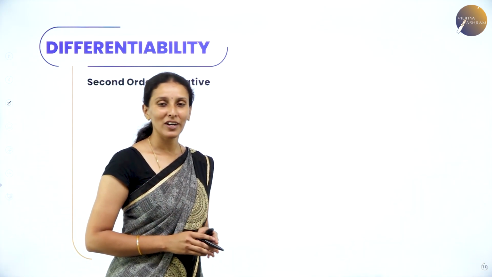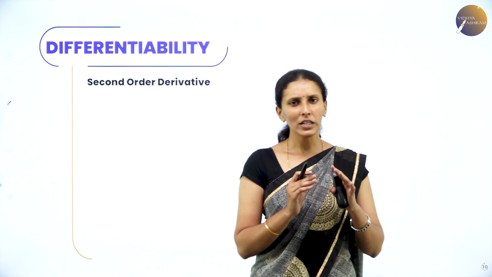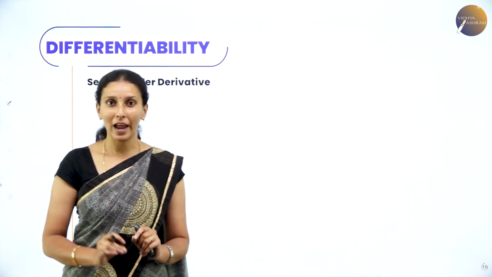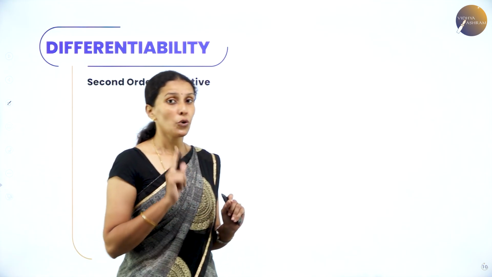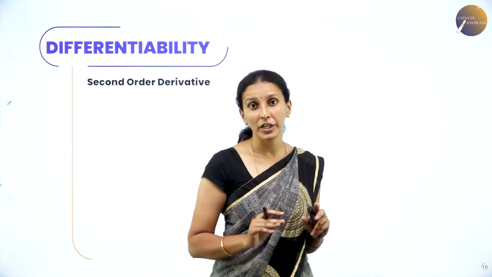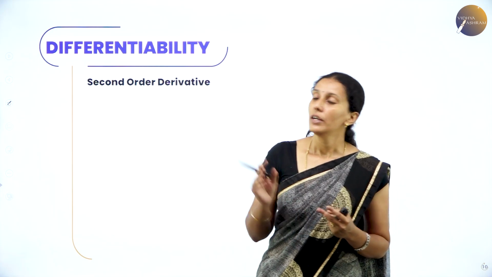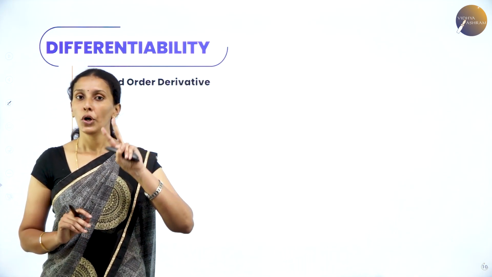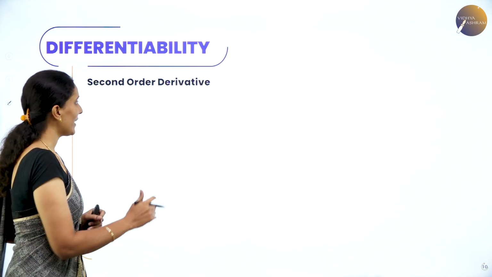So next we come across a second order derivative. What is the second order derivative? Until here, we have derived the function only once. So we can also derive any function multiple times. So second order derivative is nothing but deriving the same function 2 times. But how? Let me take an example.